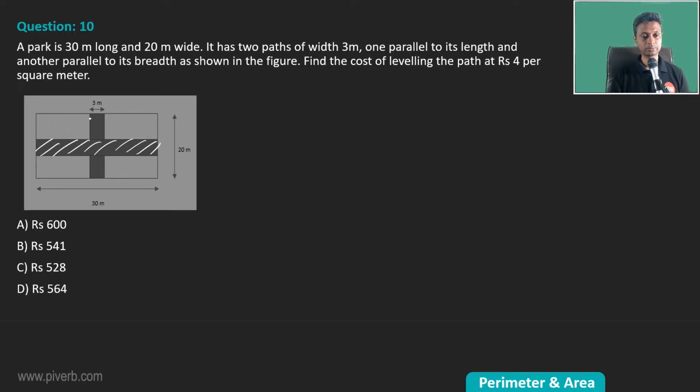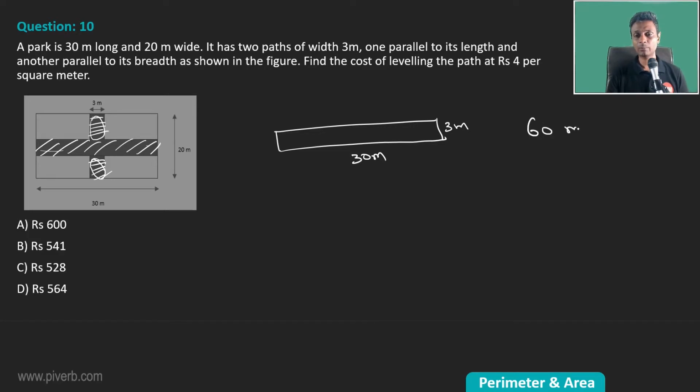This part. Right. Now the width is 3 meters. We can think of this as this rectangle and then this rectangle and then this rectangle. The horizontal rectangle, the big flat one: the width is 3 meters, the length is 30 meters. Brilliant. Area is 90 meters square, 30 into 3.